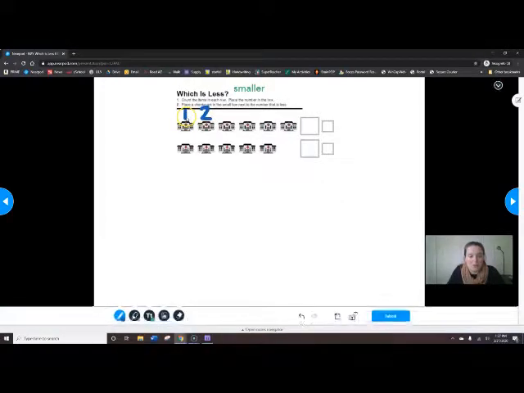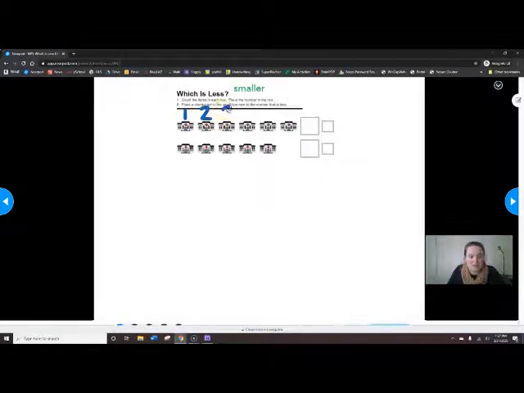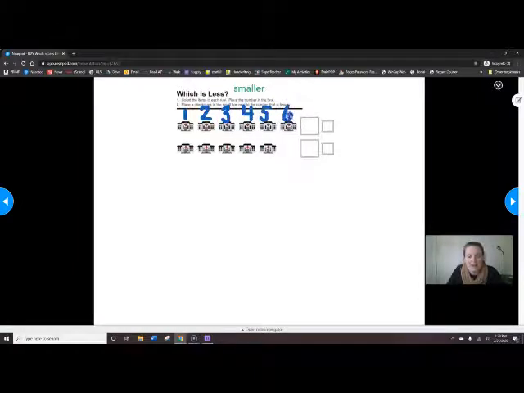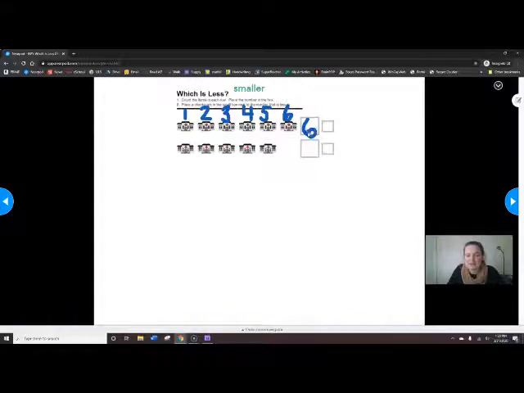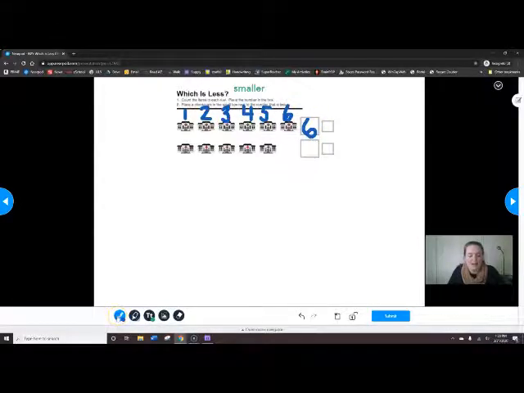So 1, 2, 3, 4, 5, and 6. So my first row has 6, but let's count them together. 1, 2, 3, 4, 5, 6. The first row has 6 hospitals. Now let's move on to labeling the second row.